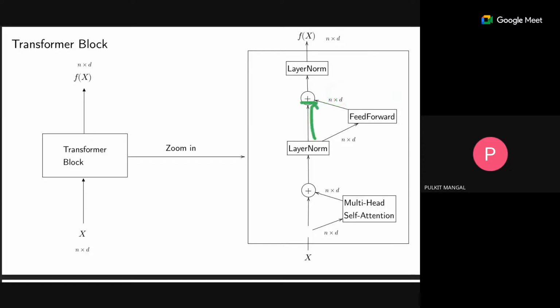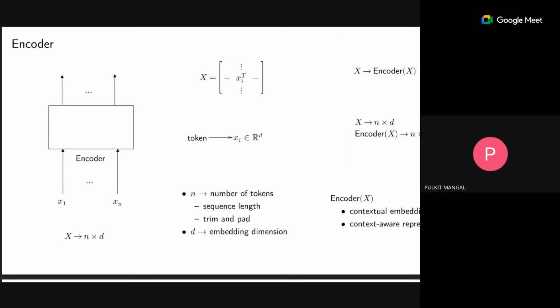Again, this is done using the residual connection so that the gradients will flow smoothly. Pass it to the layer norm to stabilize the training. And after that you are going to output your n cross d. This was for one transformer block. You can do this multiple times, or stack multiple such transformer blocks one on top of another. That was what we did here.